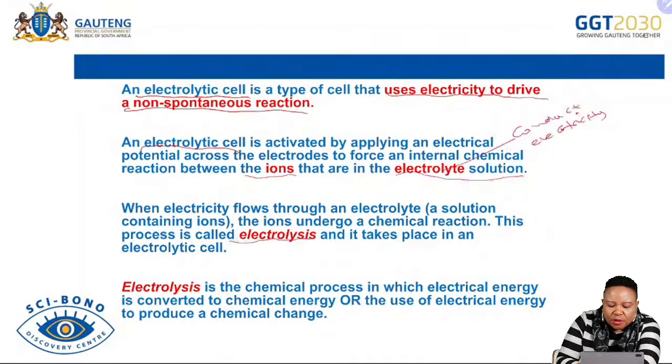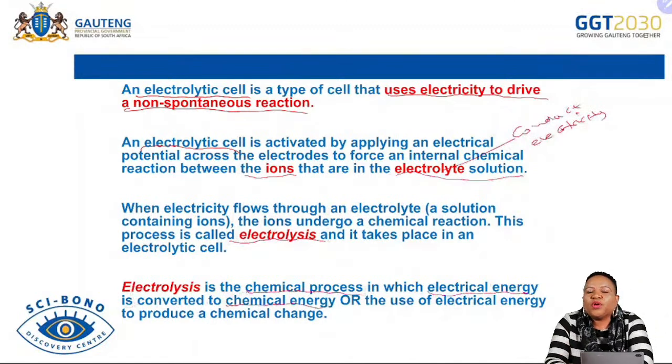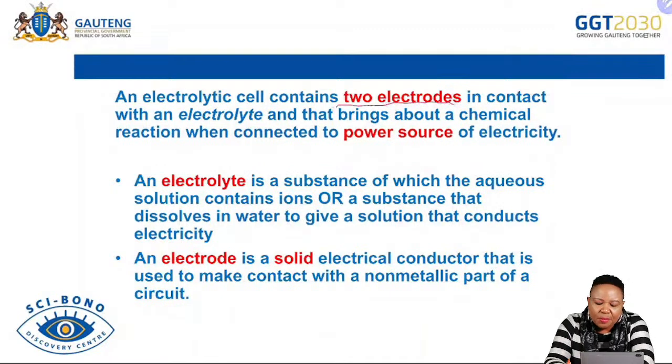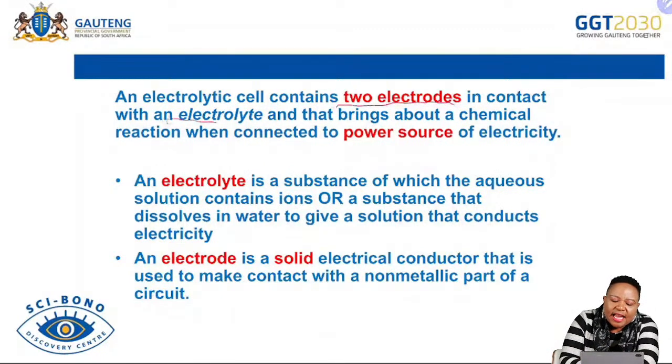We are also going to look at the process of electrolysis, whereby we are saying electrolysis is a chemical process in which electrical energy is converted to chemical energy. If you look at the definition of electrolysis, you can see that it also obeys the energy conversion of an electrolytic cell. So we are going to look at the chemical reactions whereby electrical energy is converted to chemical energy. We have two electrodes, as you have seen in our schematic diagram. These electrodes will be inside our electrolyte, and there will be a power source.